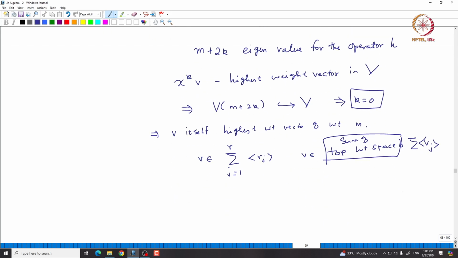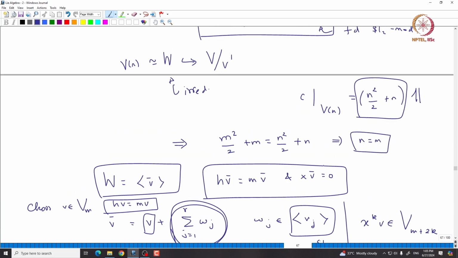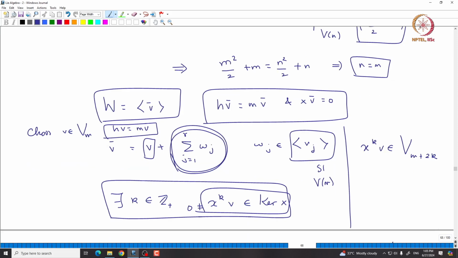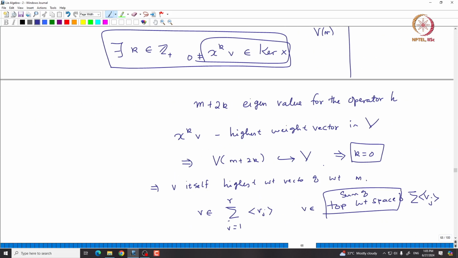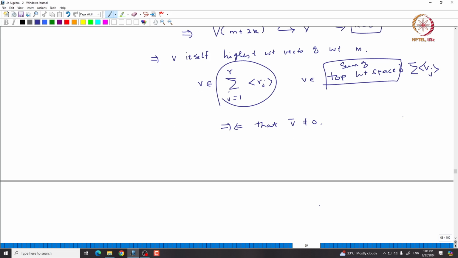So, now you can see that this V bar is coming from the quotient. So, that forces that V bar is non-zero inside the quotient, but we have proved that V bar is 0, because V belongs to the submodule generated by the Vj. So, that gives the contradiction that V bar is non-zero. So, this proves that V is exactly equal to the summation of Vj, j ranging from 1 to r.